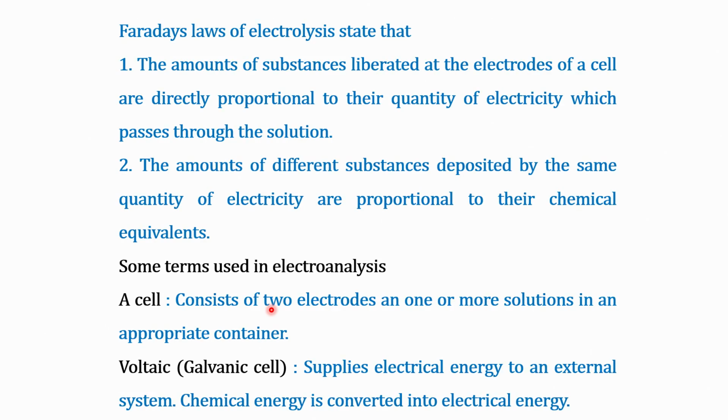And the second thing is the amount of different substances deposited by the same quantity of electricity are proportional to their electrochemical equivalents. What does it mean? The amount of different substances deposited by the same quantity of electricity are proportional to their chemical equivalents. That means you do not have to pass 96,493 coulombs all the time to find out how much of the material is deposited. You can calculate. The only thing is you should know the atomic weight of the substance.